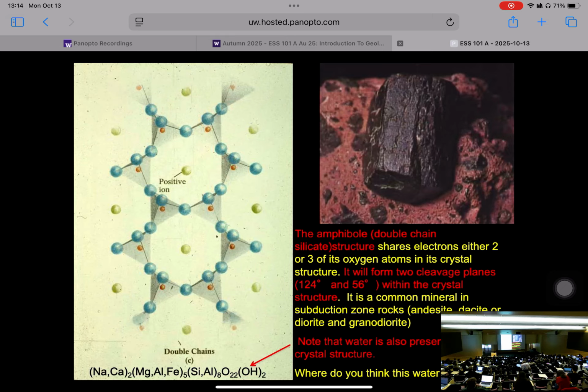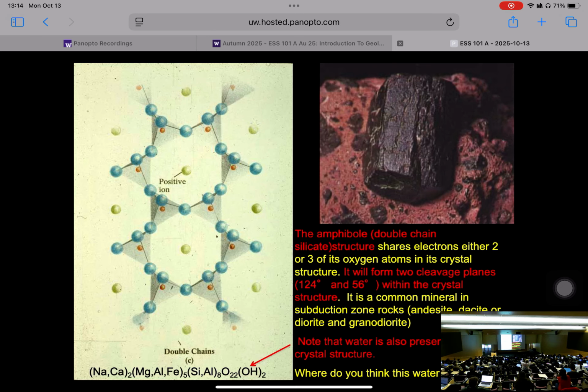Amphibole. This is a dominant ferromagnesium mineral in intermediate composition rocks. Andesite, dacite to a little bit less dacite, but certainly andesite, or the coarse-grained equivalent of andesite, diorite. These are the igneous rocks that form at subduction zones, partial melt of basaltic ocean crust. Amphibole. Hornblende is a type of amphibole, right? So in lab, you're looking at hornblende samples. Hornblende is just a type of amphibole.